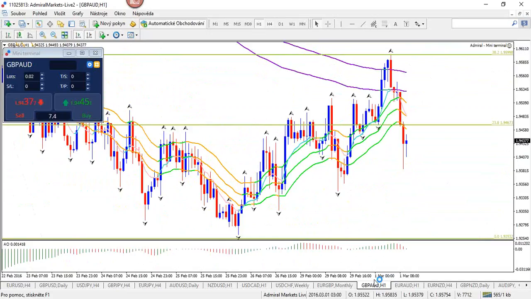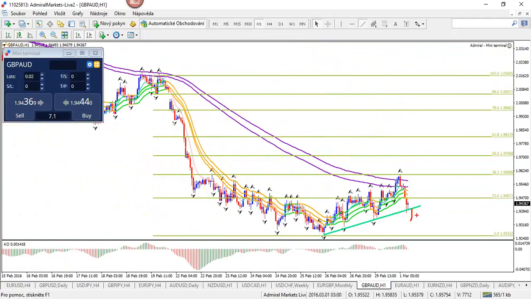There are a couple of options in that case. One is a trendline break instead. Just waiting for the break of this trendline, with a pending order, perhaps even here. Stop loss above here.